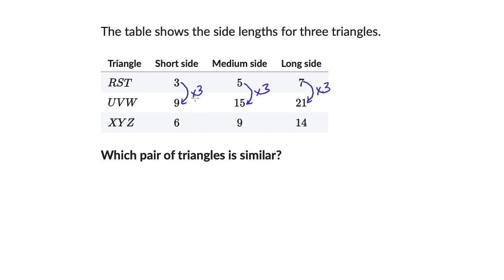So the fact that for all 3 of these I'm multiplying by the same factor, or I have the same ratio between the corresponding sides, that tells me immediately that RST and UVW, these two triangles, are similar. Now let's look at the other combinations, to see if any of them are similar. And maybe we'll also approach it a different way.